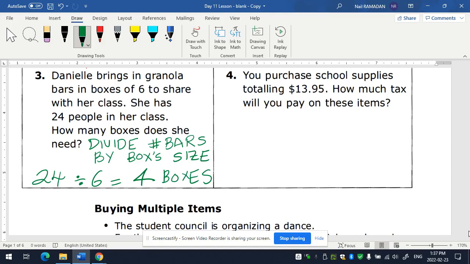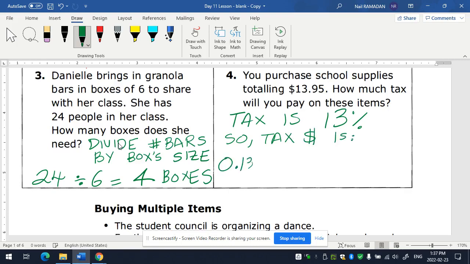Okay. All right. You purchase school supplies totaling $13.95. How much tax will you pay on these items? Again, they're not asking how much full price. They could ask that, but they just want the tax. Well, the tax is 13%. So that means what? The tax is a percentage. So tax money is 0.13, like we did so many times yesterday. 0.13 times the $13.95.